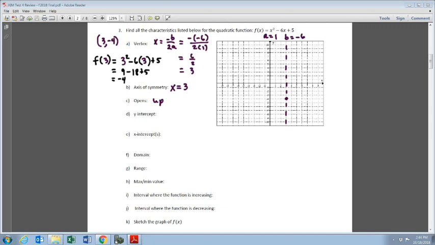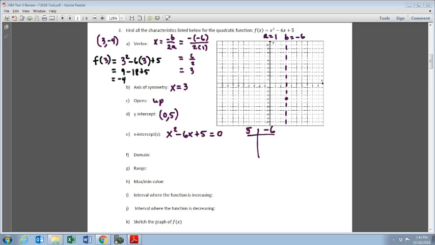We need a few points. The y-intercept is really easy to find when we're in this form, because if you plug in 0 for x, which is what we do to find the y-intercept, we're going to get 5, because 0 squared and minus 6 times 0, that's all 0, and we're just left with the 5. So (0, 5) is our y-intercept. To find the x-intercepts, we want to let y be 0. Remember, f of x is just another name for y. And so now we need to solve for x.